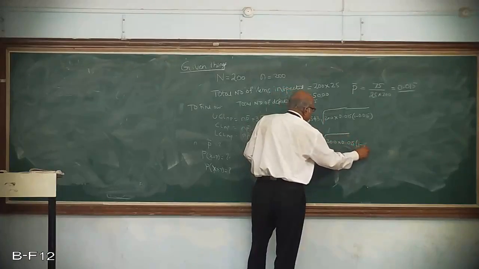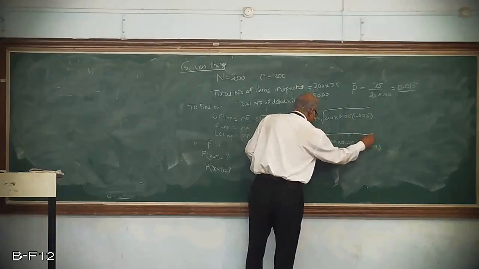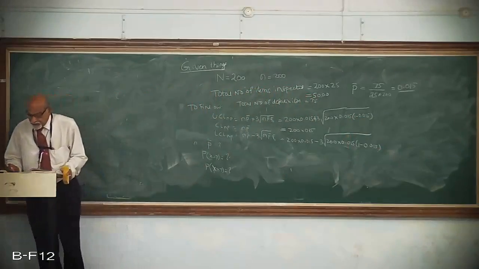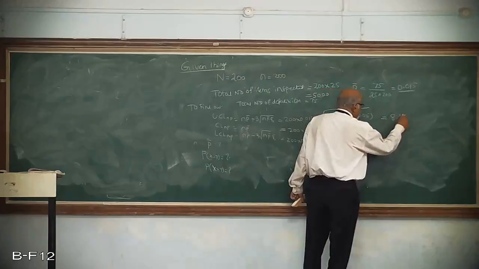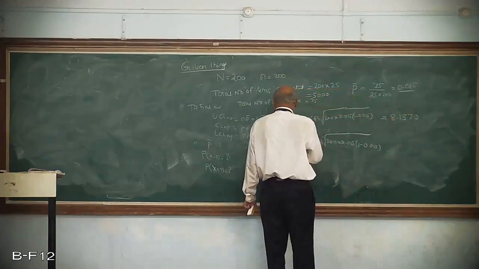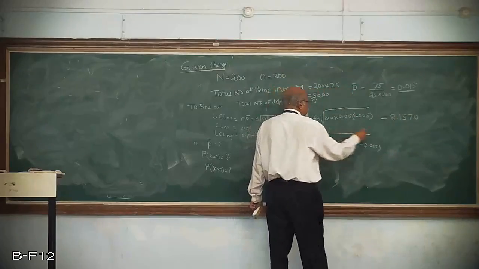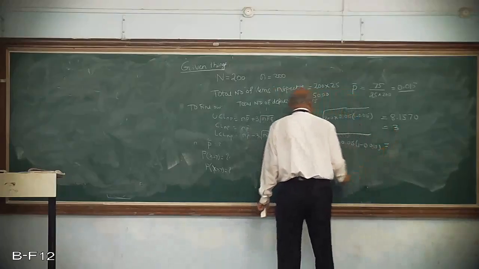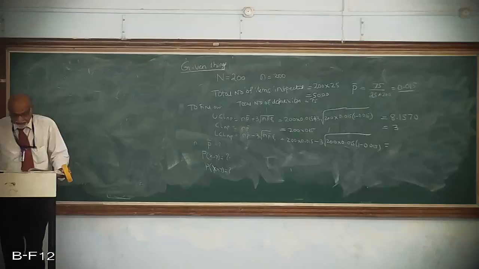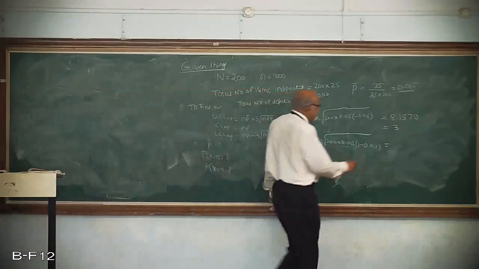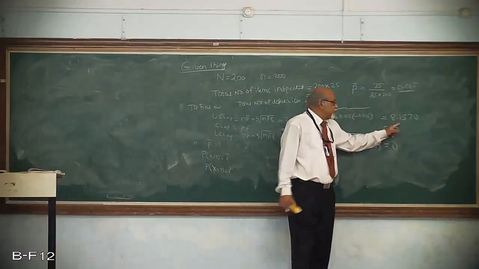200 into 0.015, 1 minus 0.015. So if you calculate these values, the upper control limit works out to be 8.1570, and the central line is going to be 3. And the lower limit works out to be 0 because it works out to be negative. That means this 3 times under root NP bar 1 minus P bar works out to be 5.170, hence it works out to be negative. So we consider it equal to 0.